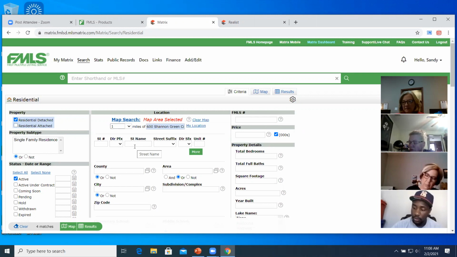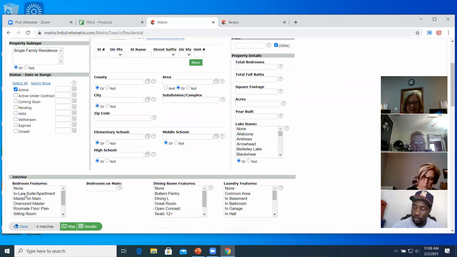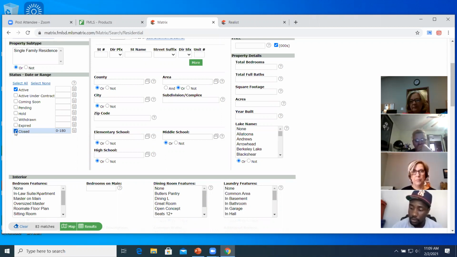Everybody with me so far? Okay. Then I'm going to go down here. And what I'm most interested in is I want to find properties. If I can get it to go over here. All right, hang on a minute. Let me go over here and try this. I'm not good with the thing on it. I'm going to get the closed properties. So I've got active checked and I've got closed checked, in 180 days, that's the last 6 months, right?